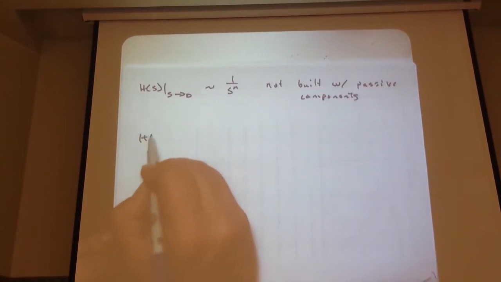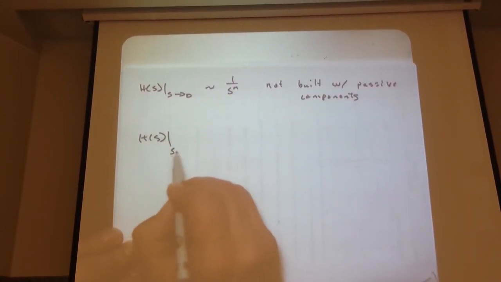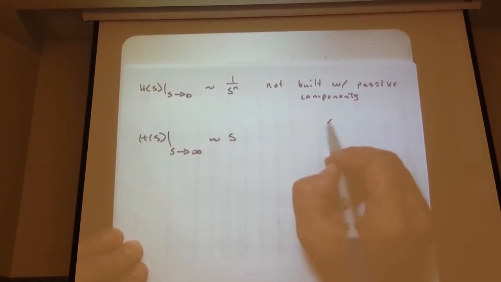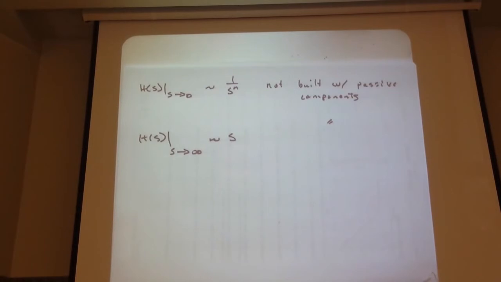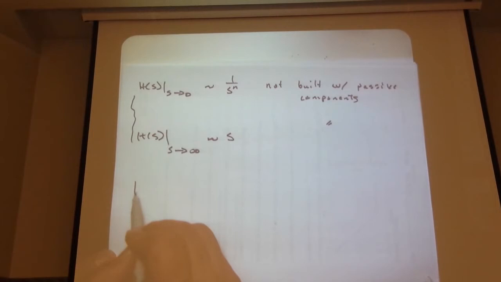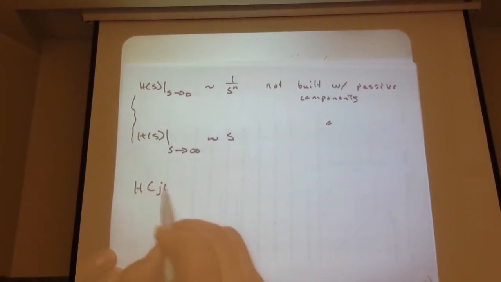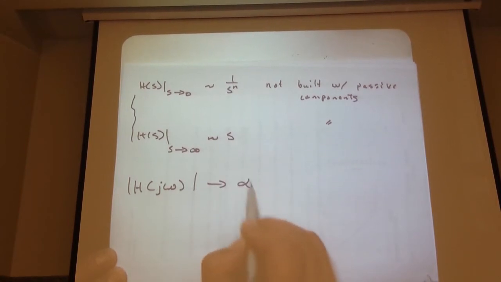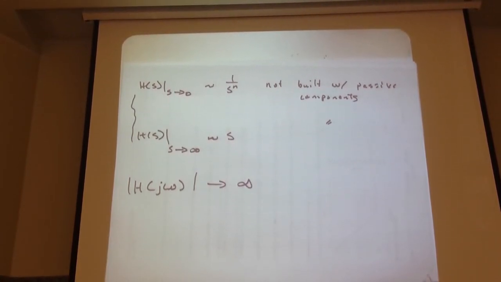And similarly, as s goes to infinity, H(s) is approximately s to the n. Anything that grows without bound. So we can't have anything approaching infinity. So in any case, either of these corresponds to the magnitude of H(j omega) going to infinity, in whatever case it is.